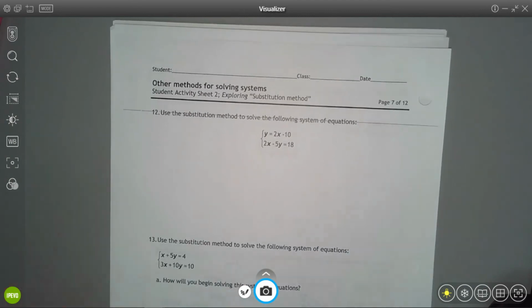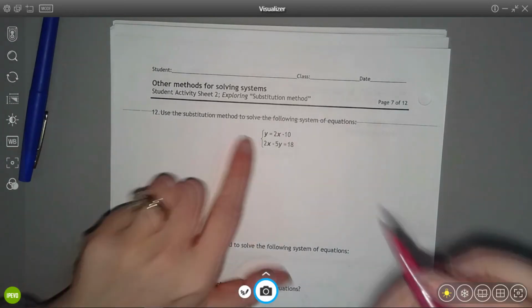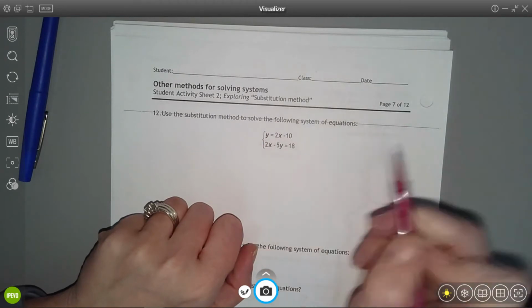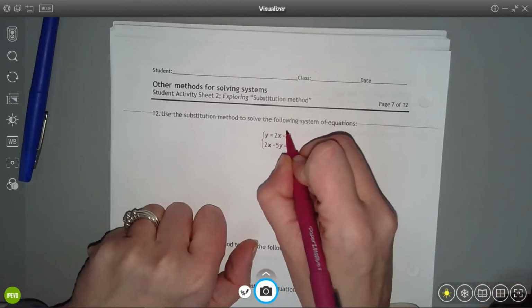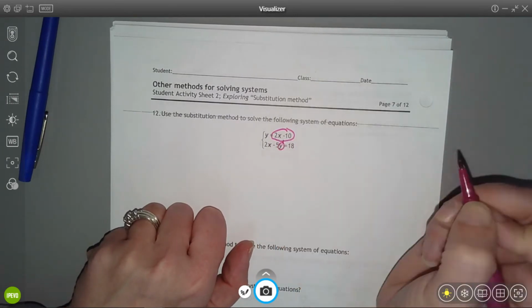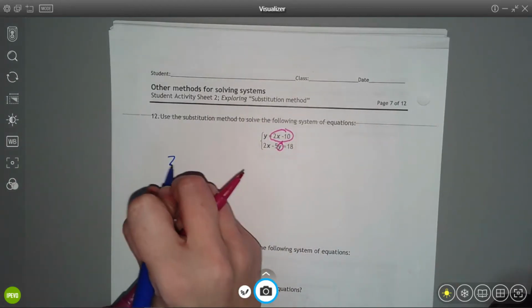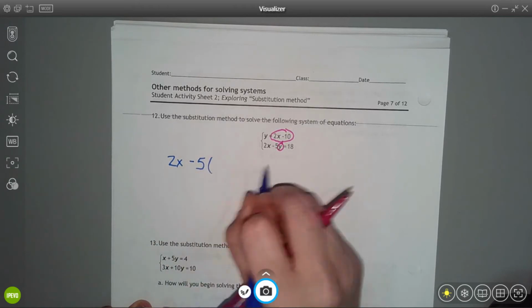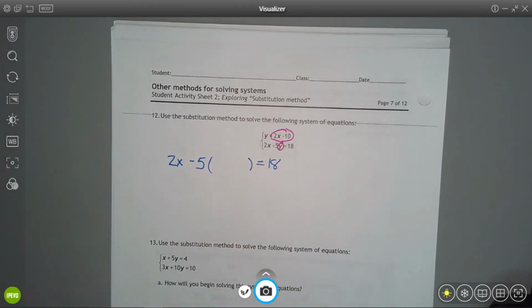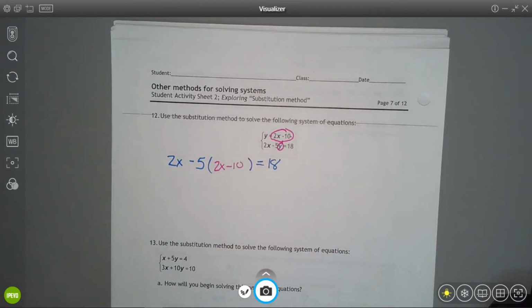Let's go on. Question 12. Use the substitution method to solve. So bear with me here, guys. First thing I'm going to check for, I have a variable by itself. Great. Step 2, substitute what that variable equals. So it equals 2x minus 10 into the other variable. So that second line is going to say 2x minus 5 times my y equals 18. Well, what did we just say y is going to be? 2x minus 10.